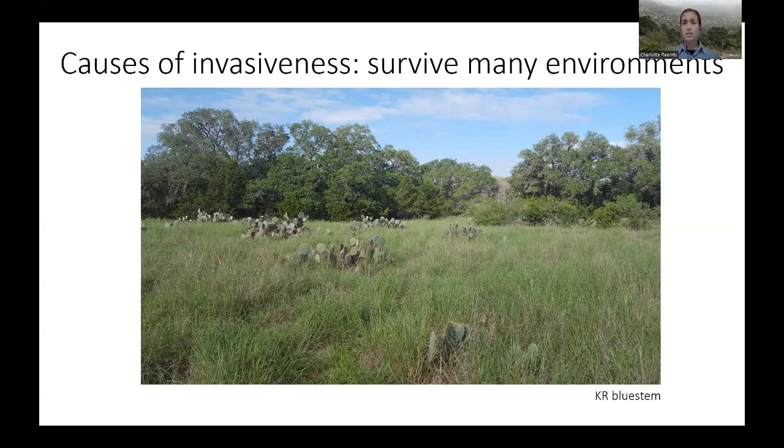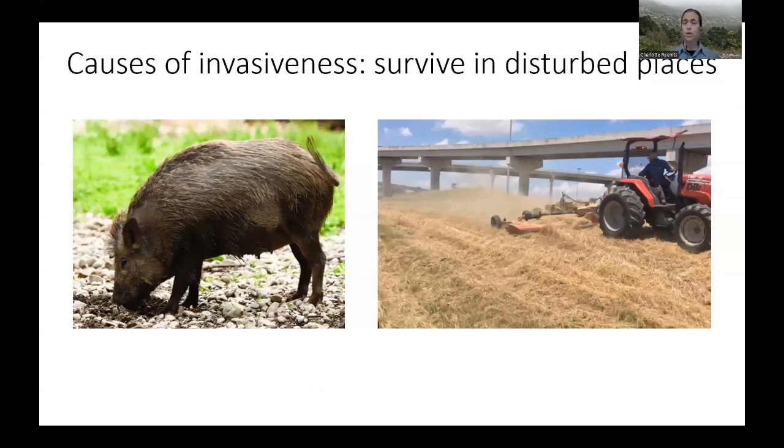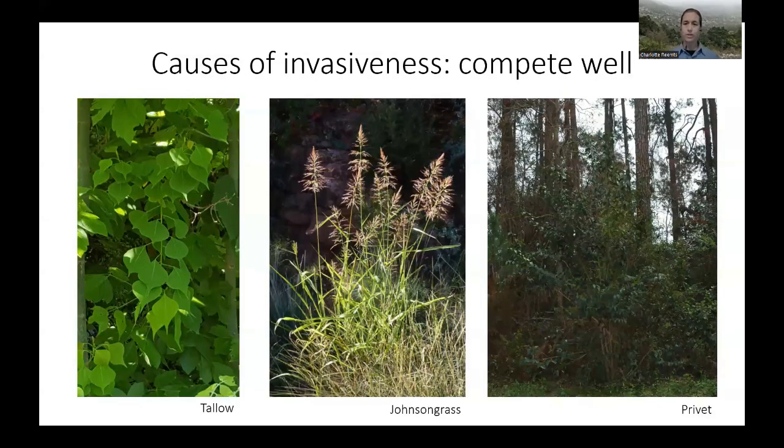Many invasive species also thrive in disturbed areas, whether those disturbed areas are small, from pigs wallowing around, or big, like the miles and miles of highway roadside that get mowed multiple times a year. And invasive species also tend to compete really well. They tend to be big, robust plants that grow really quickly, and they can monopolize all the resources, so all the other plants around them cannot grow very well.